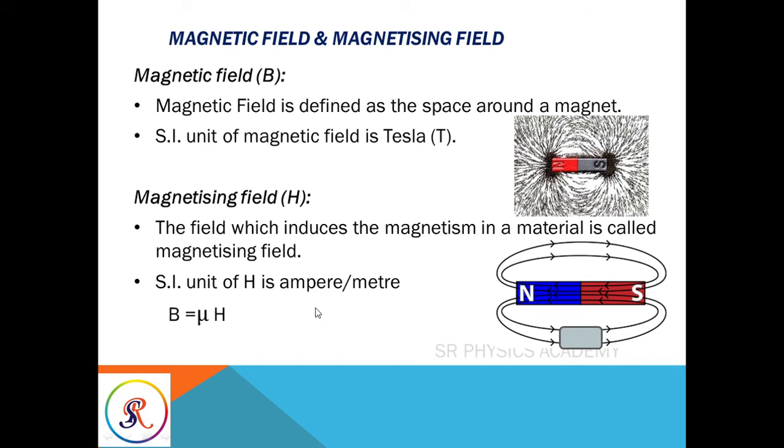First is, what is magnetic field? Magnetic field is denoted by capital letter B. Magnetic field is defined as the space around a magnet. The SI unit of magnetic field is Tesla or capital T.